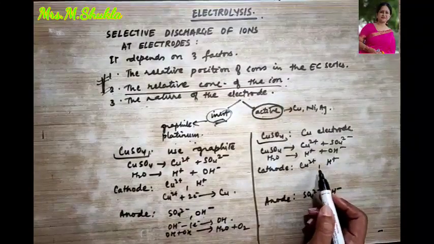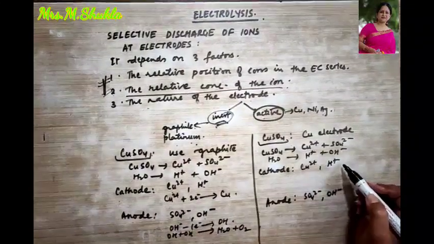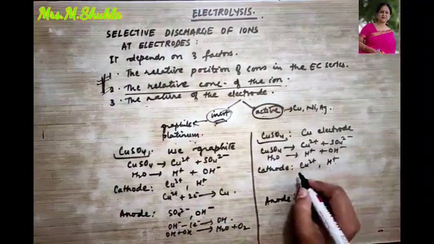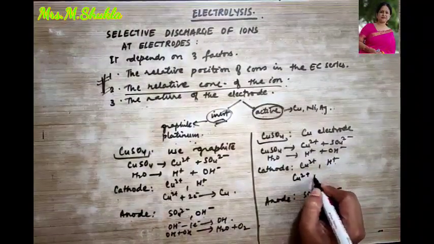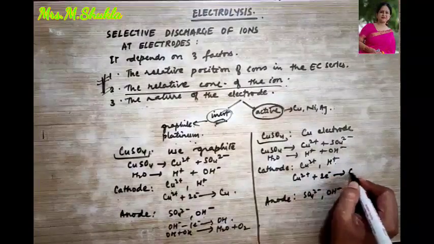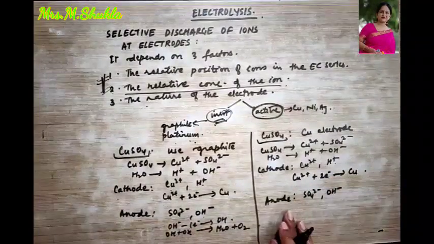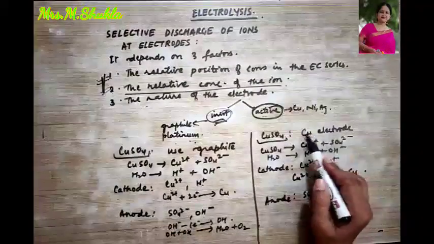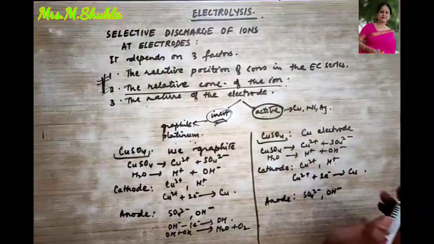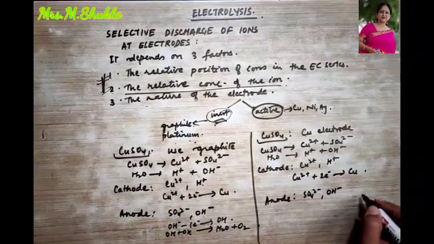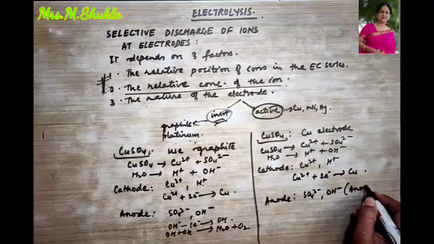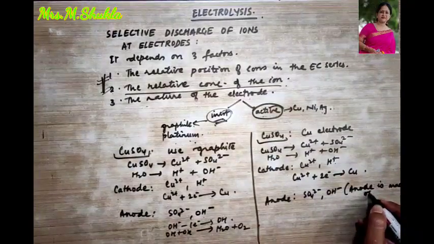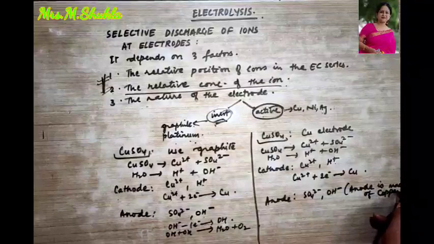Okay, so over here what do you see? Whichever one is lower in the EC series, copper is lower there, so Cu2+ plus 2e- will give us Cu, copper. Now talking about the anode. It says it is an active electrode. Which one? It is a copper electrode. So the anode over here is made of copper, right?